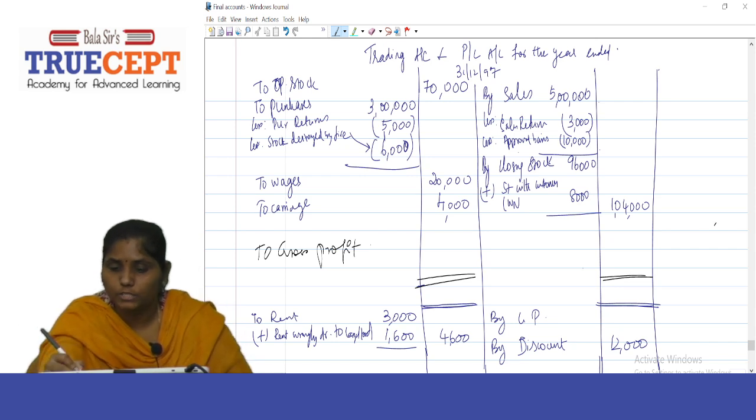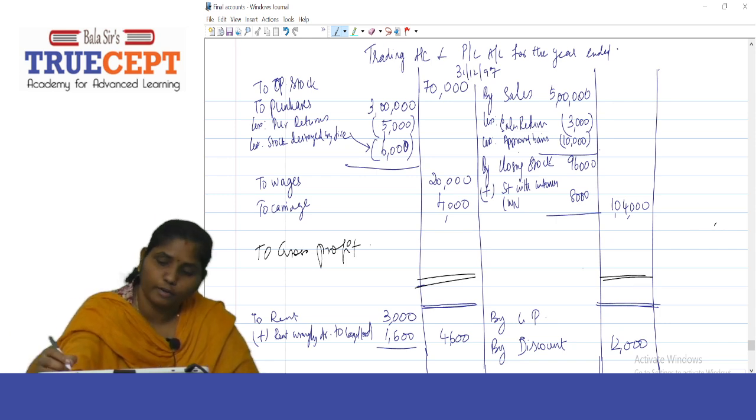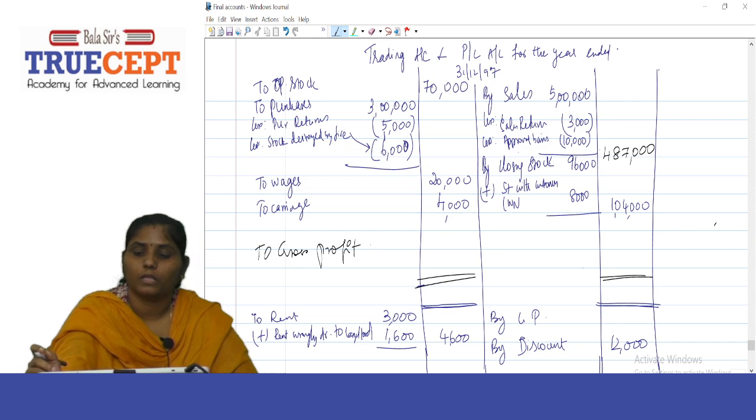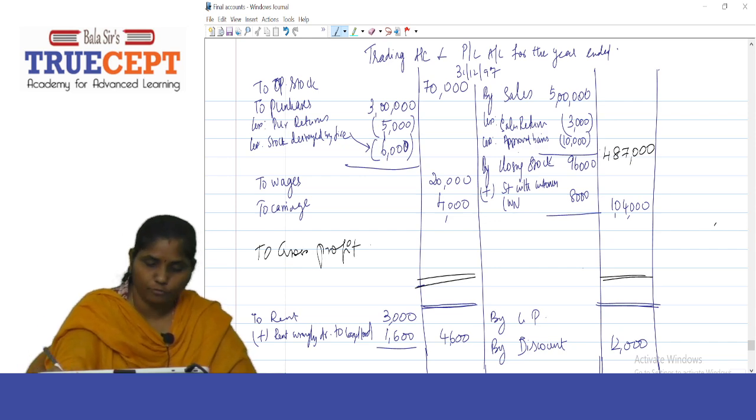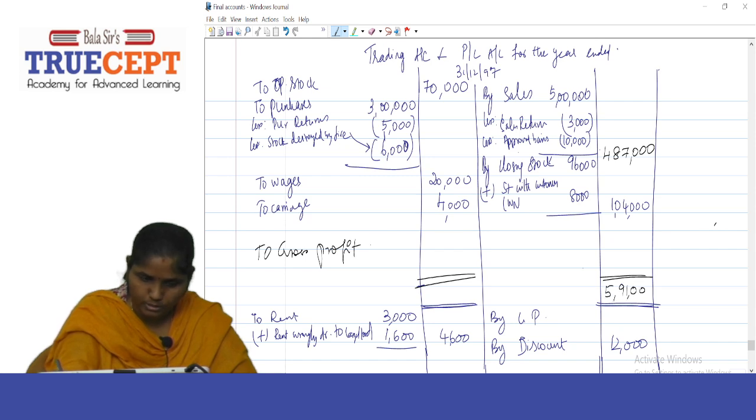First, okay, let's do this. Sales 5 lakh less 3,000 rupees sales return, approval basis 10,000. So from 5 lakh remove 13,000, how much you'll get? 4 lakh 87,000 rupees. Okay, plus closing stock 1 lakh 4,000. Adding both you will get 5 lakh and 91,000.